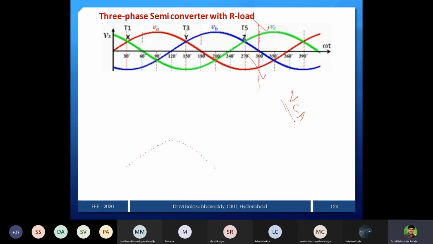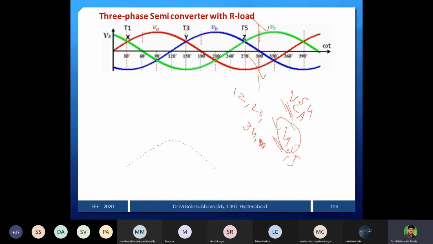If you want to know the device conduction also, the upper group device is 5 and the lower group device is 4, as the order is 1, 3, 5 and 4, 6, 2. So your output voltage will be VCA, and the devices conducting are 4-5. For sequence order, whether it is 5-4 or 4-5, both are the same. Only for remembering purposes, we use 1-2, then 2-3, then 3-4, 4-5 like this. So this is 4-5.